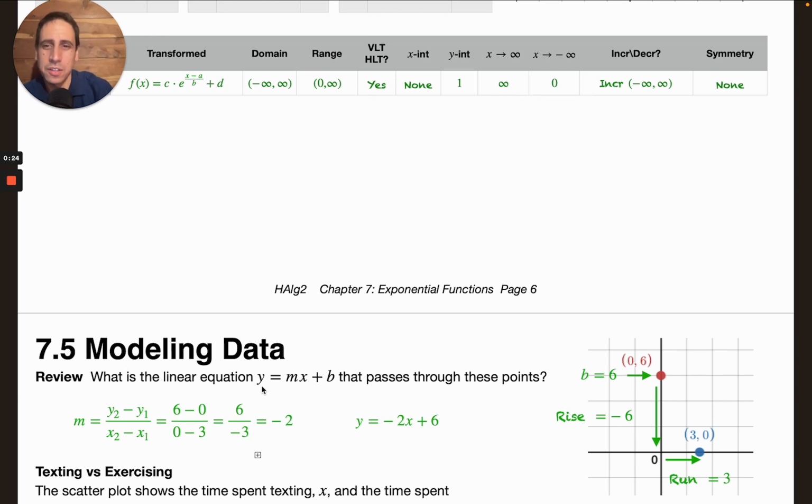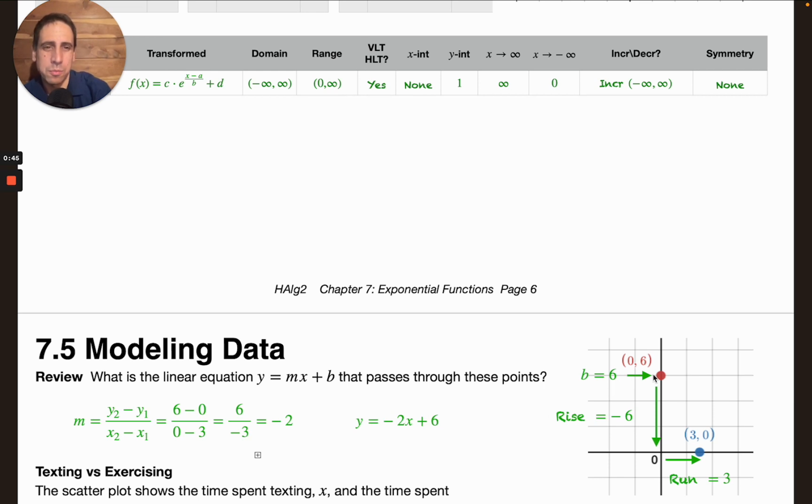So what is the linear equation y equals mx plus b that passes through these points? If you get this point here and this point here, you can find the rise and the run and divide them. -6 divided by 3 will give you -2, which is the slope. Or you could do y2 minus y1 over x2 minus x1 to also get the same exact slope. Either way, the slope is -2.